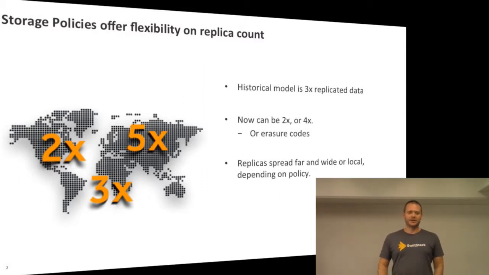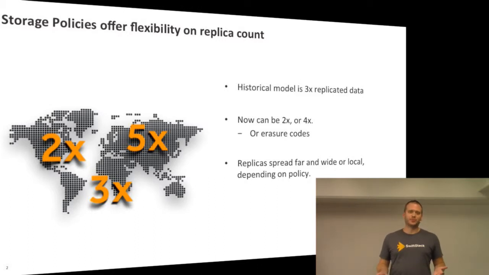Historically, 3 times replicated data was the conventional way of doing things with Swift, but now with storage policies, you have flexibility on what we call this replica count. That can be 2x or 4x or even more. And what that means is that depending on the durability needs of your data, you can define on a per container basis how that data is going to be distributed throughout the system. Some people are choosing 4x because they want that higher durability, and some people are choosing 2x because they don't need it. Amazon calls that reduced redundancy, and we just call it 2x replication.